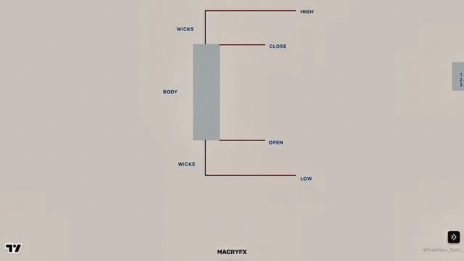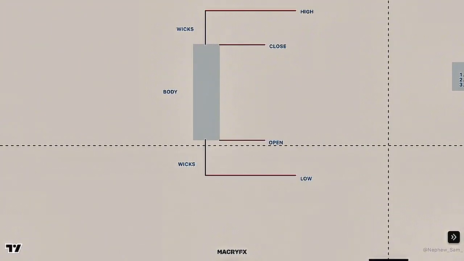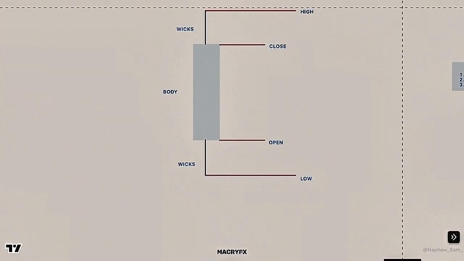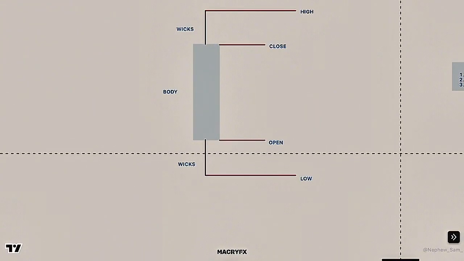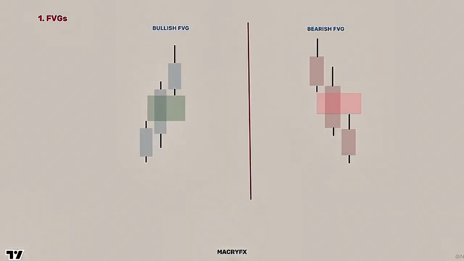Now, before explaining these terms, let me clarify something. Whenever I refer to a candle in this video, it will mean the whole candle, including its high, low, opening and closing. High and low are generally considered the wick, while opening and closing are generally considered the body. Now let's move further. First term is fair value gap.